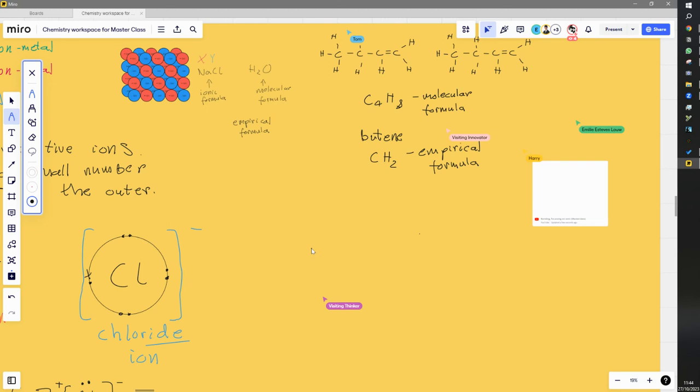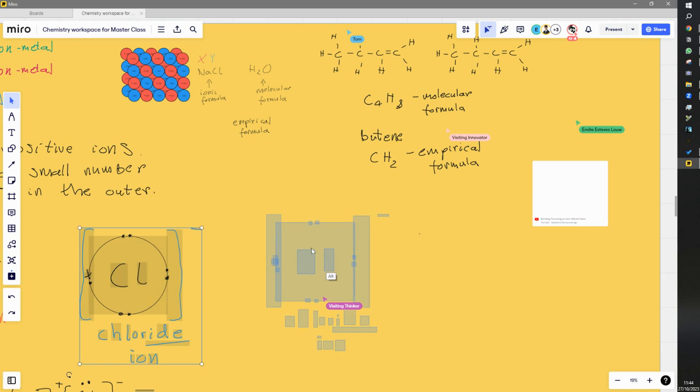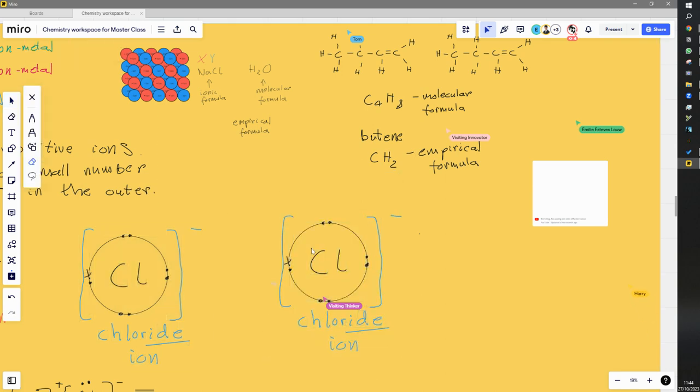So if I had a chlorine, maybe I can just copy this here, edit it a little bit. Yes, that worked. So we've got now a chlorine atom here. And this chlorine atom, well, it's still not happy because it's got a gap. It's not got a full outer shell.